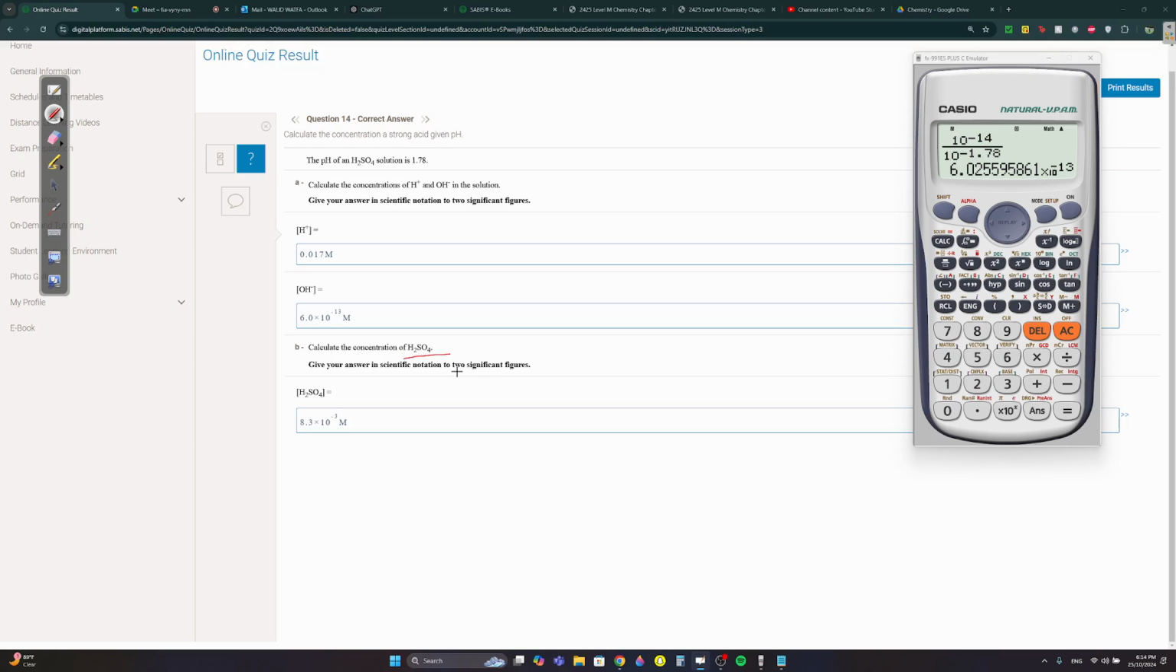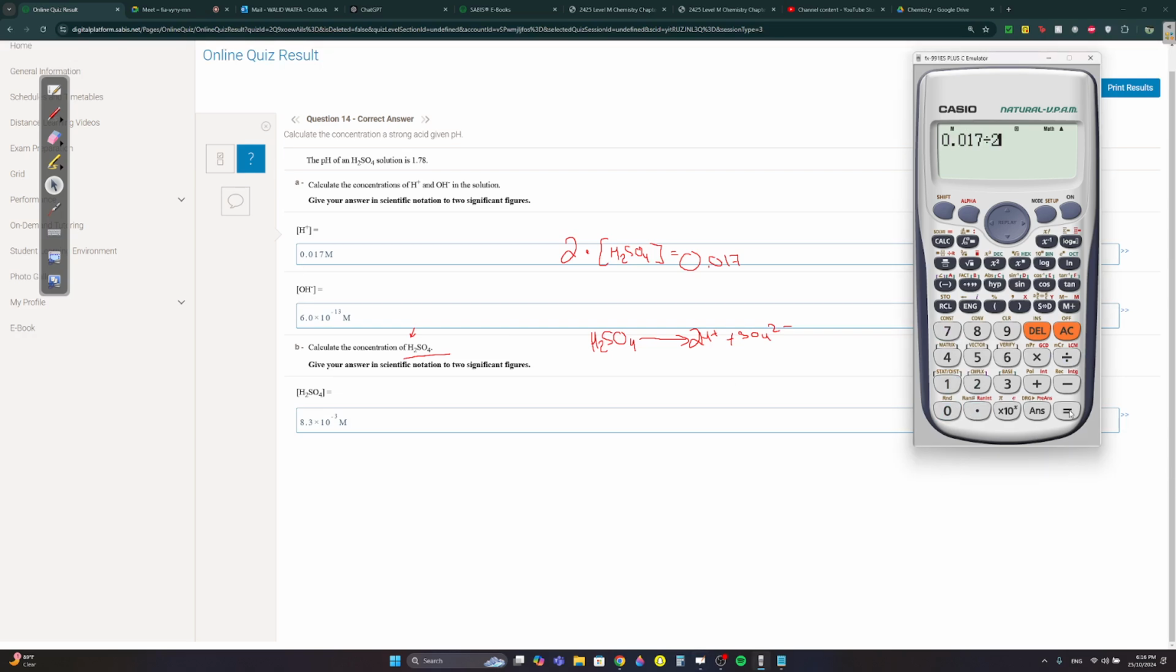Calculate the concentration of H2SO4. Okay, for this part here, calculate the concentration of H2SO4. Usually, they would give us H2SO4 and then ask to find H plus. But basically, you guys know H2SO4 dissociates to form H plus and SO4 2 minus. If you balance it, there's a 2 here, so you have to put a 2 here. We know the H plus is 0.017, right? And we know that the H plus is actually 2 times H2SO4, right? So if 2 times H2SO4 gives me this, I can just take this.